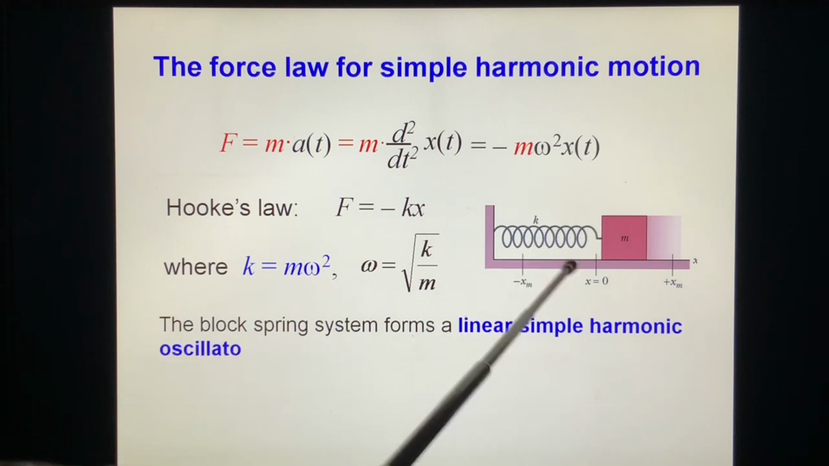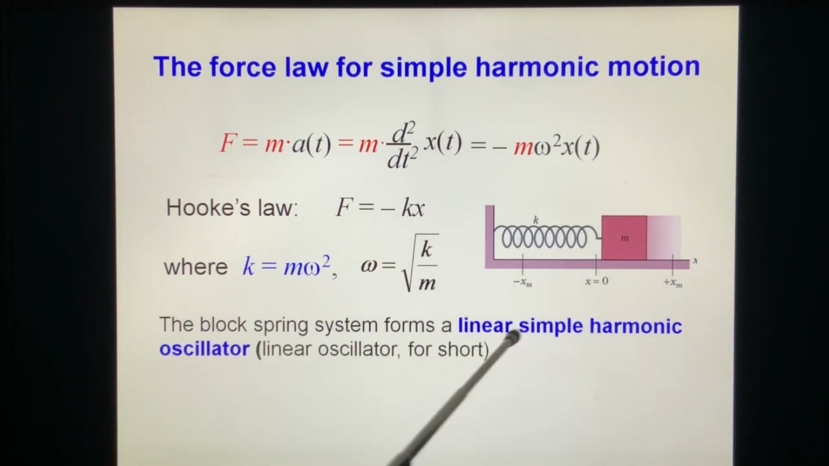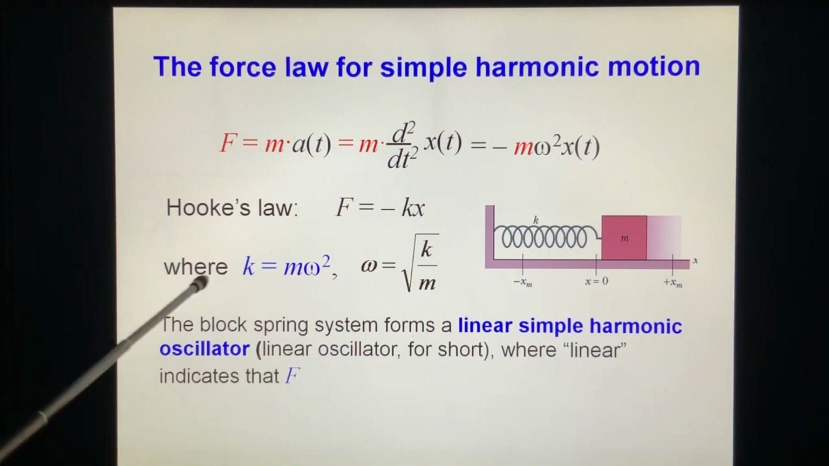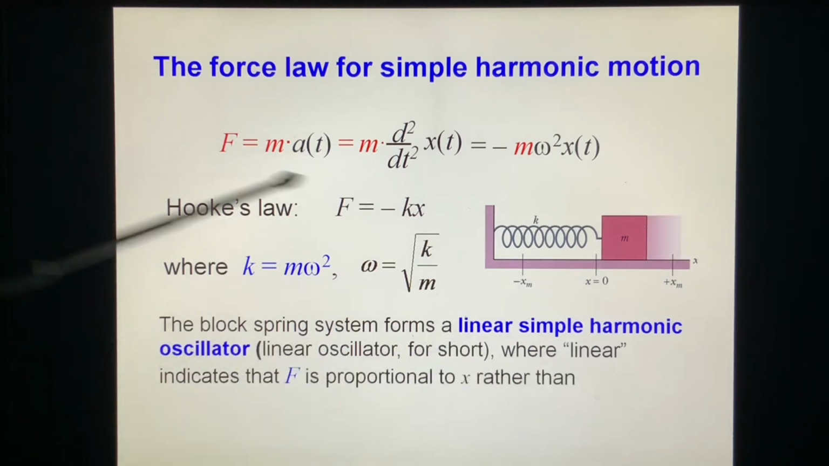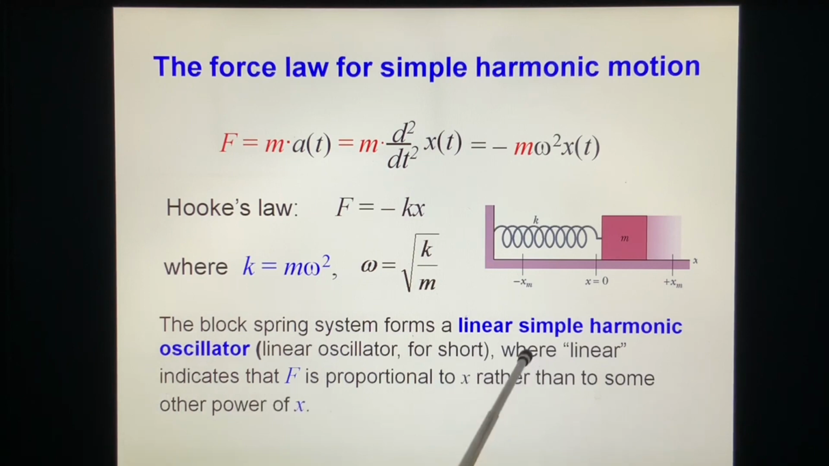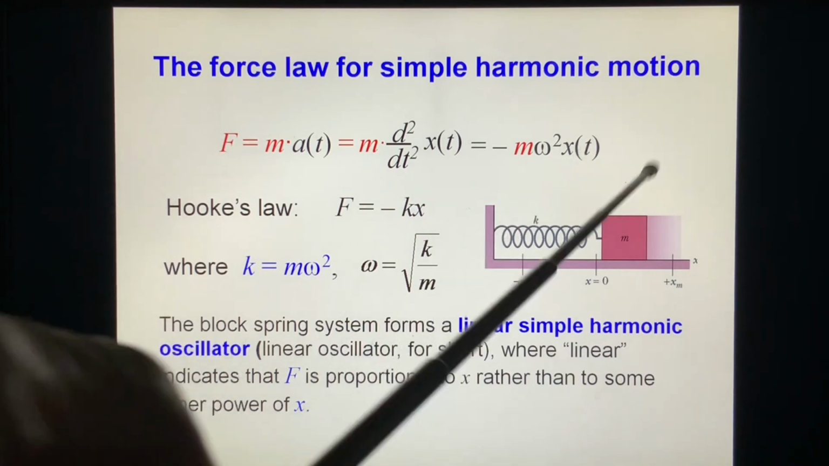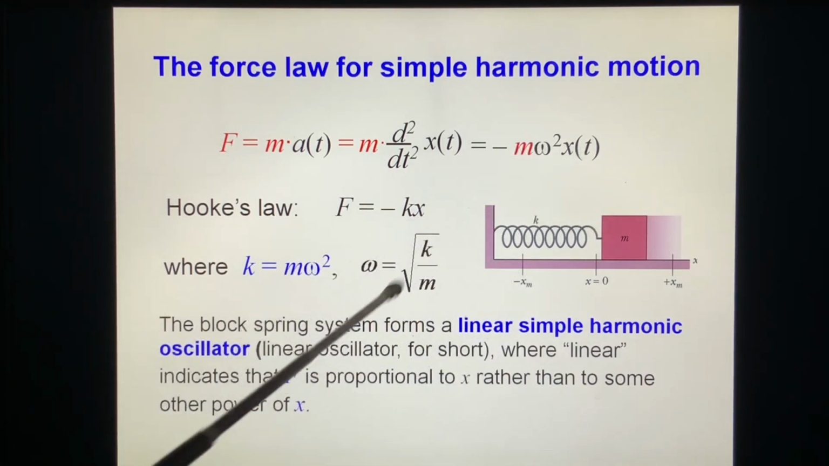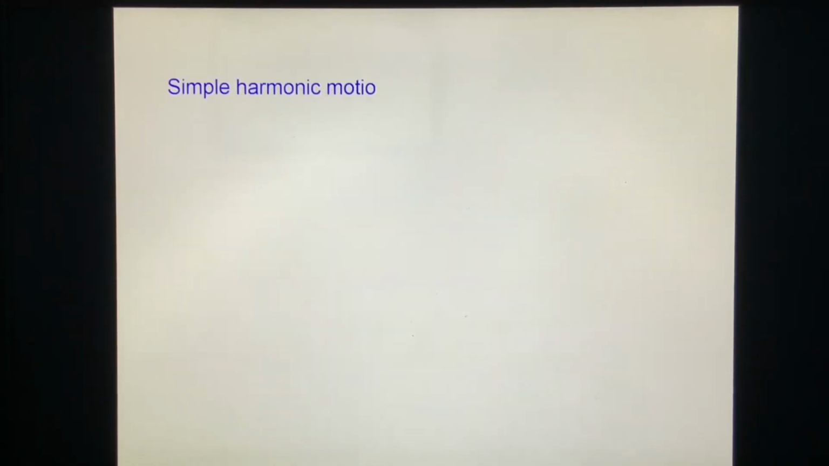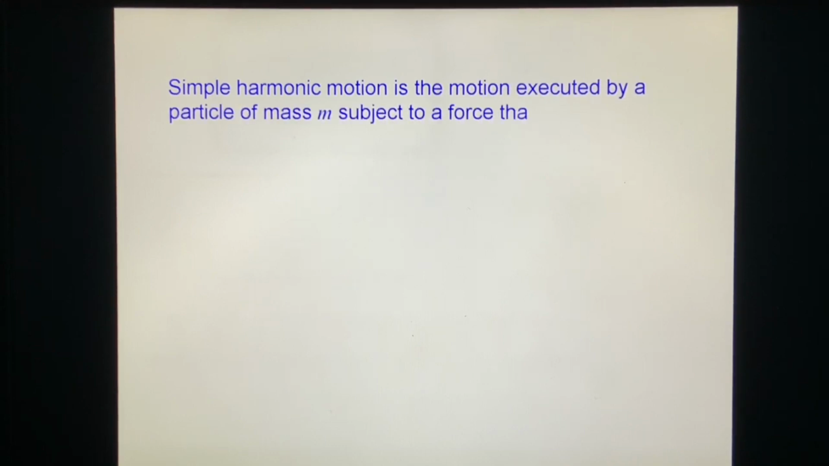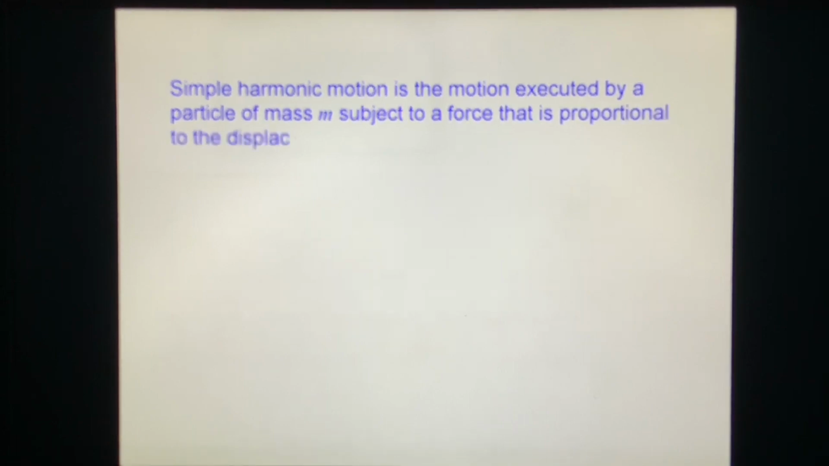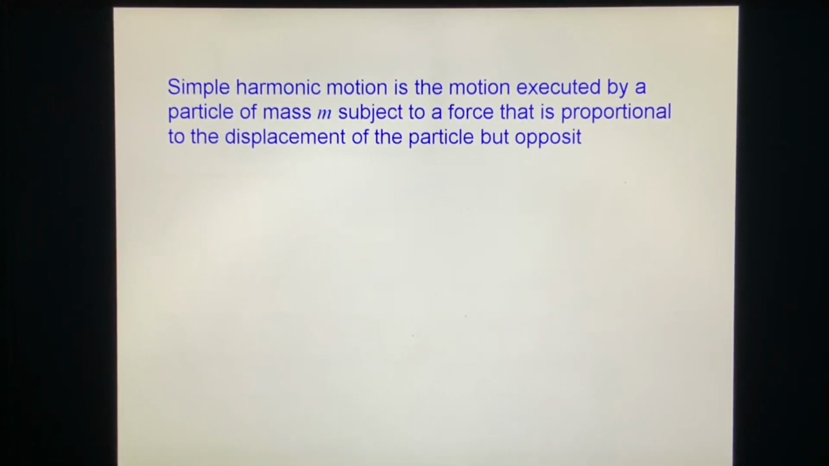The block-spring system forms a linear simple harmonic oscillator, where linear indicates that F is proportional to x. So this is a linear function. And if you plot it, it is a line, it's linear, okay? Simple harmonic motion is the motion executed by a particle of mass m, subject to a force that is proportional to the displacement of the particle, but opposite in sign.